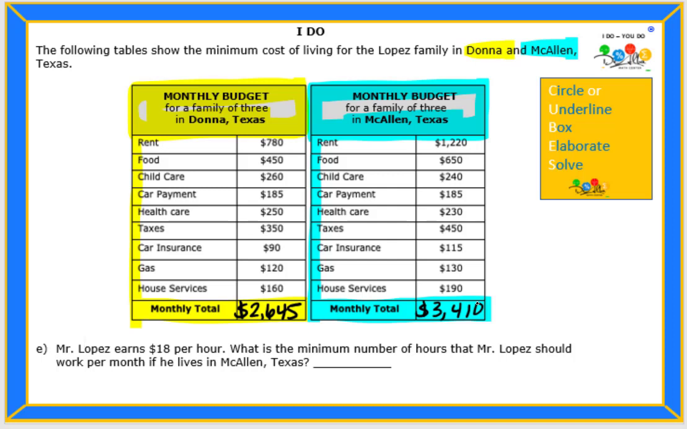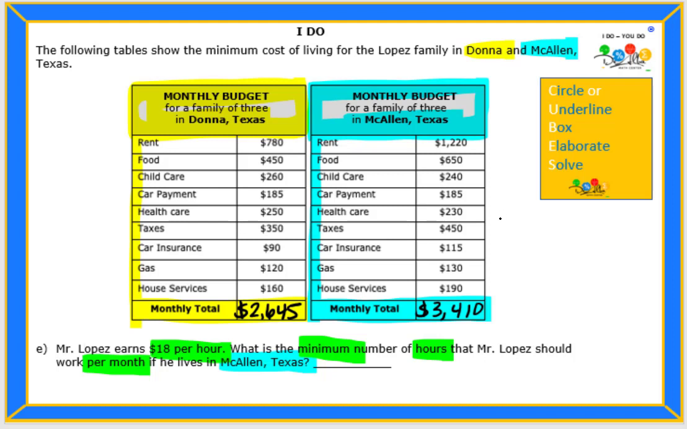So now for this question, they are asking the following. Mr. Lopez earns $18 per hour. What is the minimum number of hours that Mr. Lopez should work per month if he lives in McAllen, Texas? So once again, we want to figure out how many hours he needs to work to be able to pay all of his expenses if he decides to live in McAllen, Texas. So let's go ahead and write an inequality.